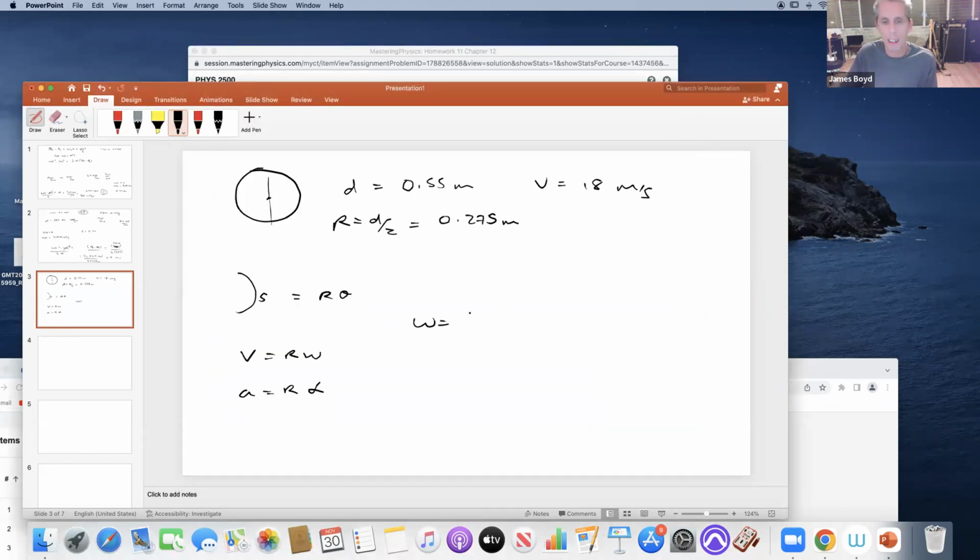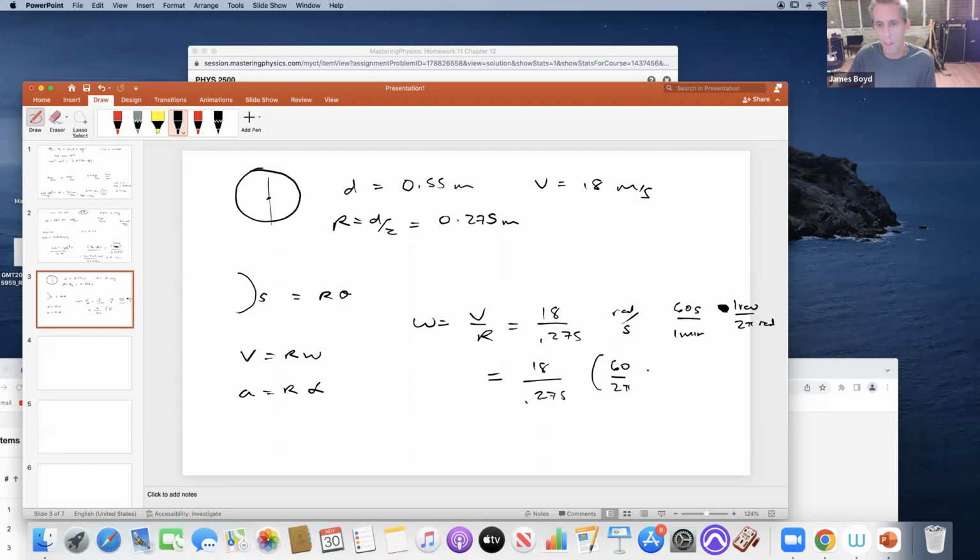So omega is v over R, and that's 18 over 0.275. But this will give us rads per second, and what we want is to turn that into revolutions per minute. So there are 60 seconds in 1 minute, and 1 rev is 2 pi rad. So what we need is 18 over 0.275, times 60 over 2 pi.